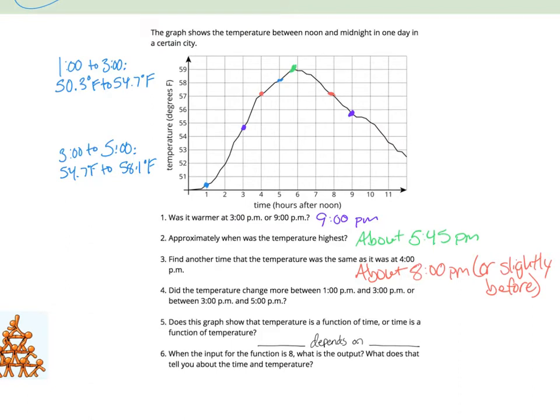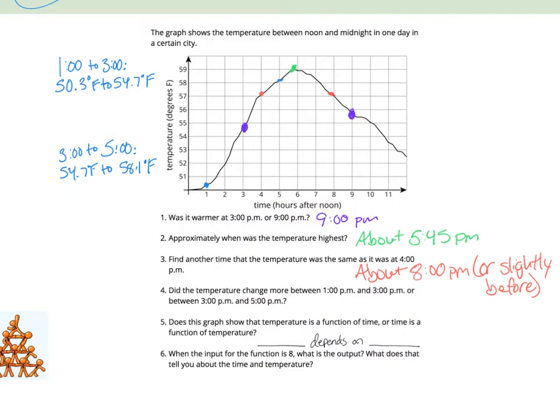Here we go. Number 1, was it warmer at 3 p.m. or 9 p.m.? I've color-coded these a little bit so you can see that in purple at 3 p.m. and at purple in 9 p.m. You can see those temperatures, and it is warmer at 9 p.m. Number 2, approximately when was the temperature the highest? And right now we're looking at this point right up here at the very top of the graph. That's at about 5:45 p.m.